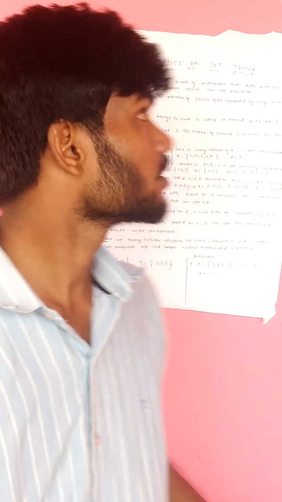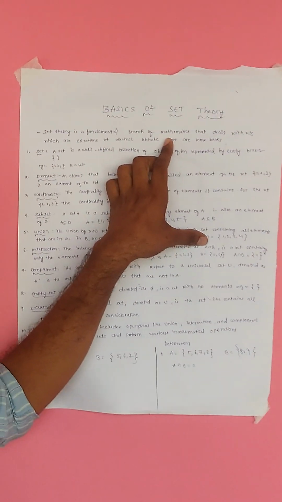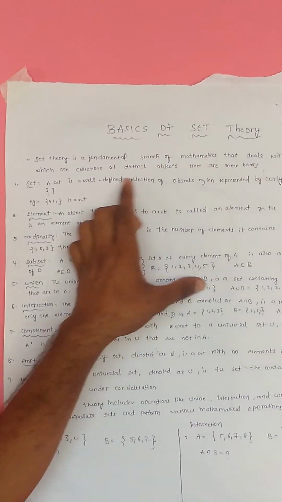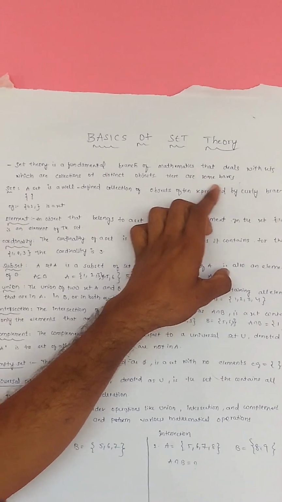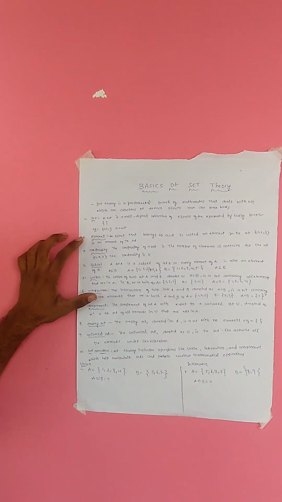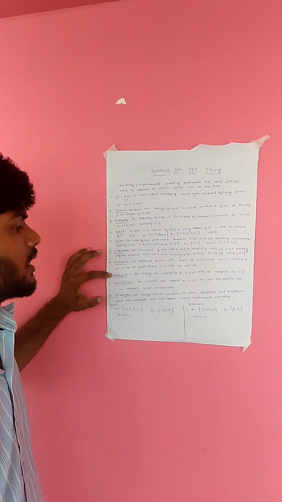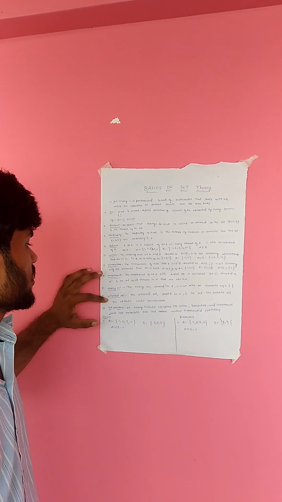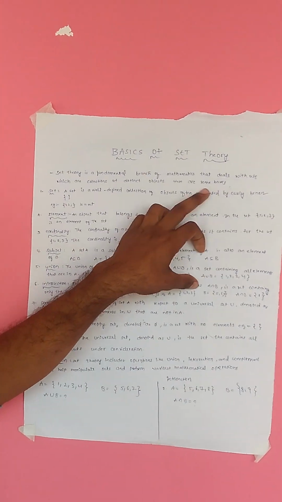Today I am going to tell about basics of set theory in MFCS subject. So, set theory is a fundamental branch of mathematics that deals with sets, which are collections of distinct objects. Here some of the basics of set theory are set, element, cardinality, subset, union, intersection, complement, empty set, universal set, set operation. These are the 10 basics of set theory.